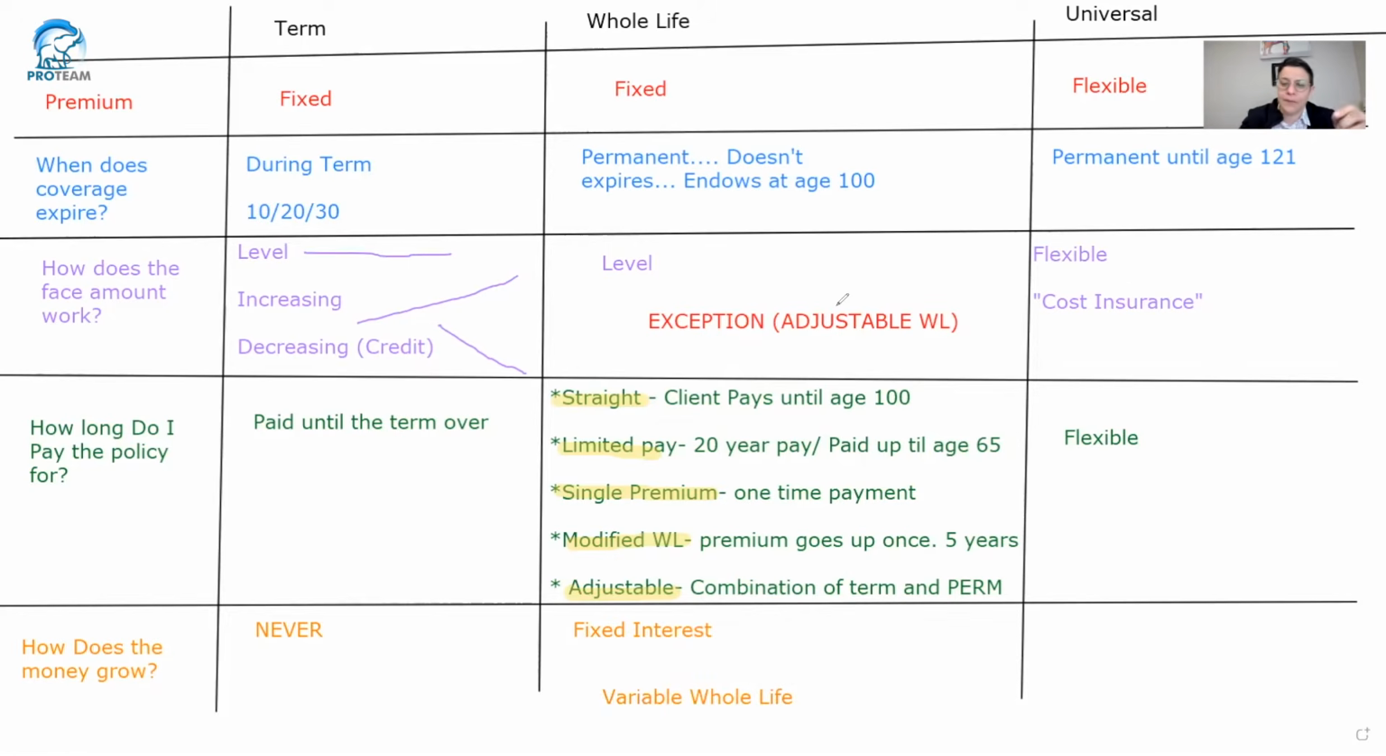I'll make it red. When the market goes up, your money goes up. When the market goes down, you lose money. Up and down, up and down, up and down. That's what variable means.